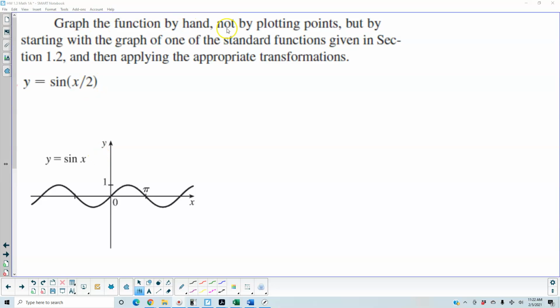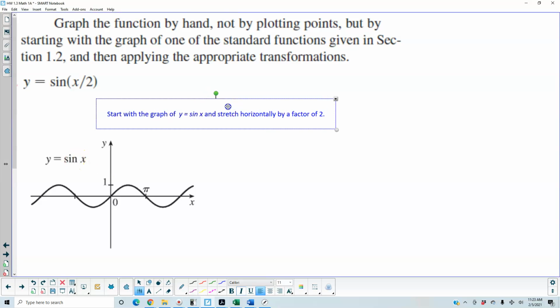Graph the function by hand, not by plotting points, but by starting with the graph of one of the standard functions given in section 1.2 and then applying the appropriate transformations. So here we have y equals the sine of x divided by 2. So we want to start out with the graph of y equals the sine of x.